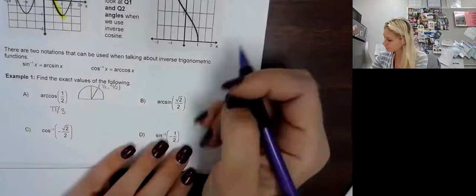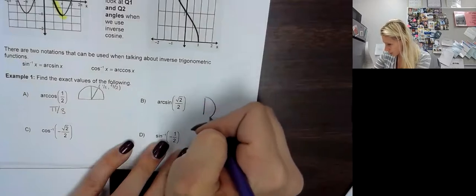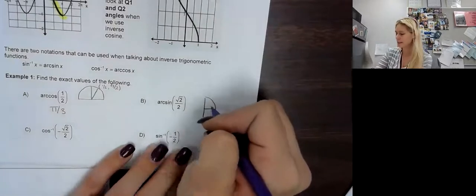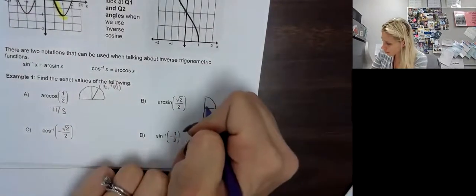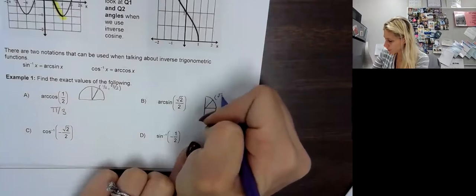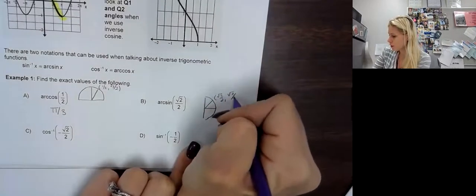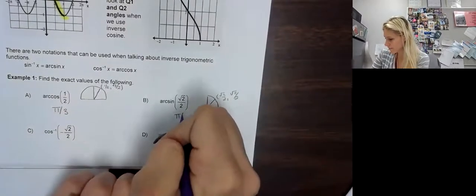Okay, arc sine. Again, we're looking at the first and fourth quadrant. We're looking at sine being positive. If we look, it's positive in the first quadrant, but not the fourth. So we're looking right here, which is the coordinate square root of 2 over 2, comma, square root of 2 over 2. So the theta that makes this true is pi fourths.